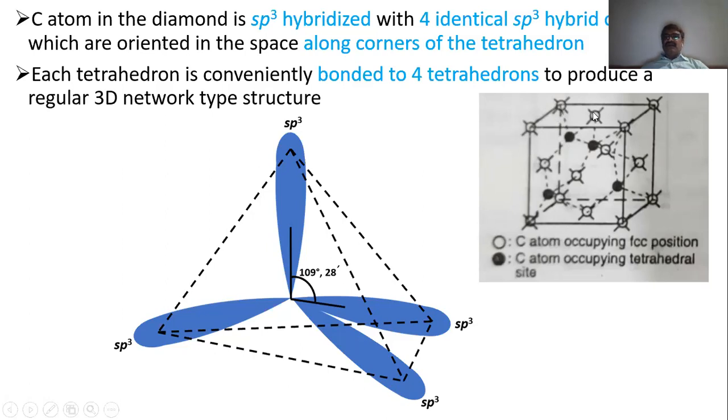It has FCC and tetrahedral void positions, and at both positions carbon atoms are present. Due to the tetrahedral void positions, the FCC, which is close packed, becomes loose packed. Since these positions are occupied by carbon atoms, this becomes a loose packed structure. All the unit cell details we have seen in the previous chapter while looking at the diamond structure.